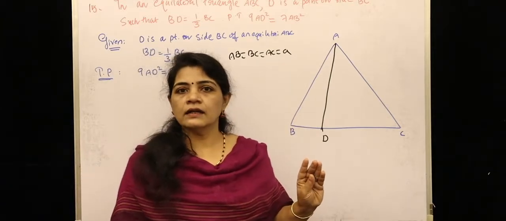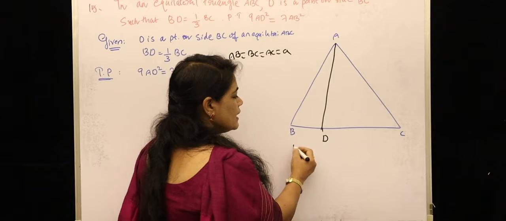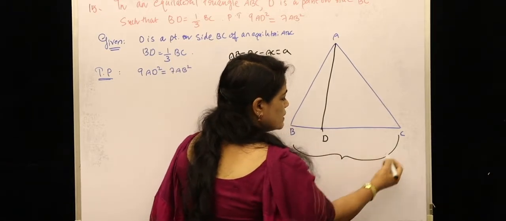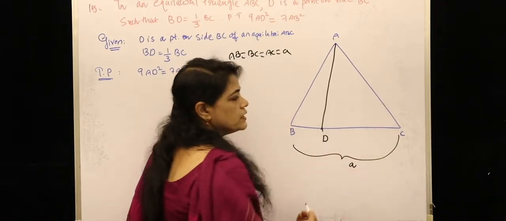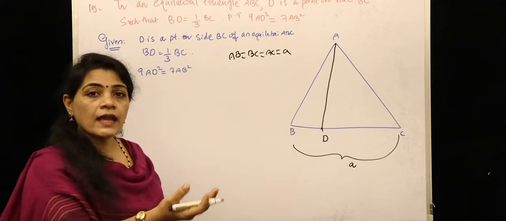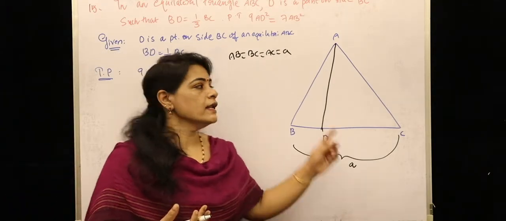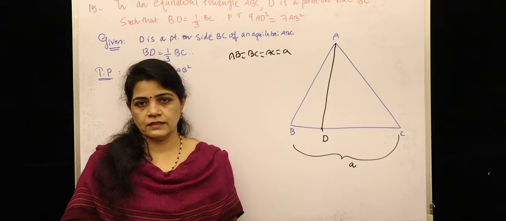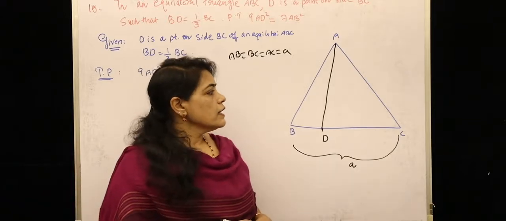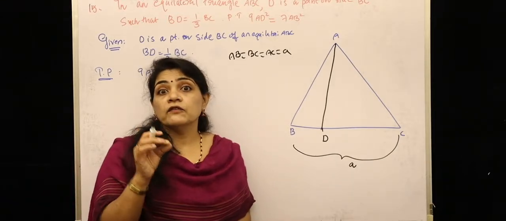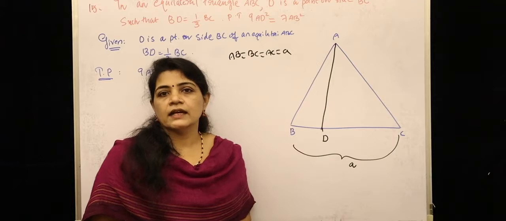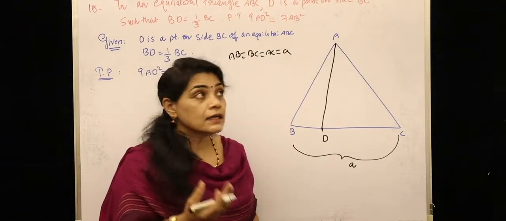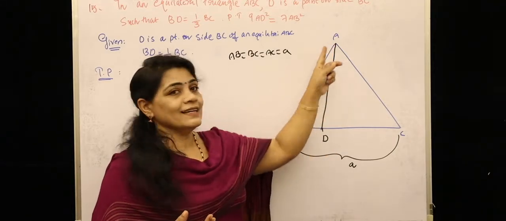Idea is clear, children? We have taken each side of the equilateral triangle as A units. BC equal to A units, AC equal to A, and also AB equal to A units. Now we can solve this problem. Here we need a very important construction, and that is to draw another line segment from the vertex A.